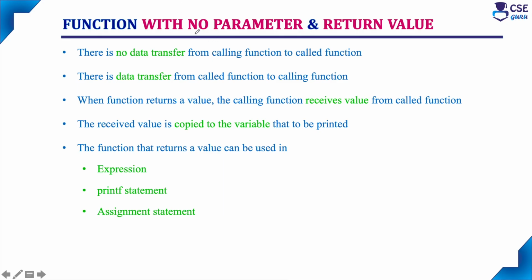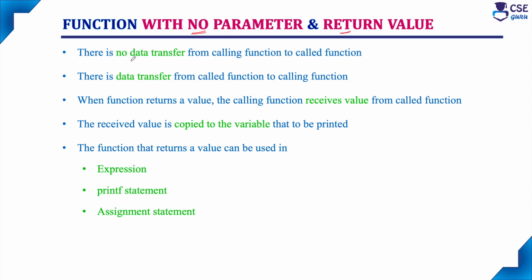In this session, we will discuss the third category of function, that is, function with no parameter and it returns a value. Function with no parameter means the calling function is not going to send any arguments to the called function. And return value means the called function is going to return a value to the calling function. So this is the third category.